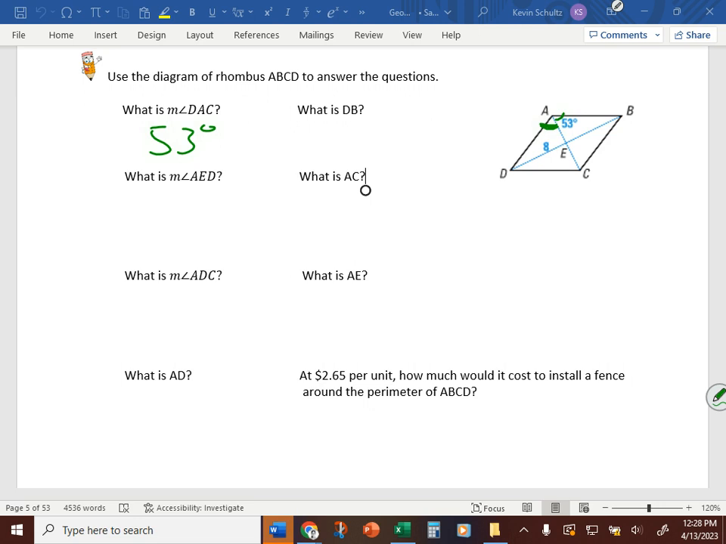Lexi, sure. DB, Lexi says, is 16. She is correct. DB, because one of the properties of a general parallelogram is that the diagonals are bisected. This section is going to be congruent to that one. So it's going to be 16.